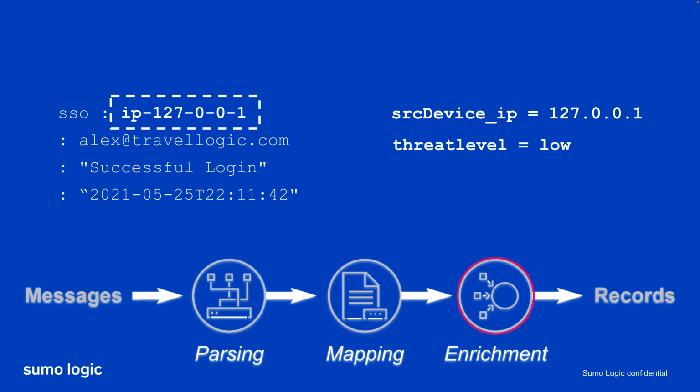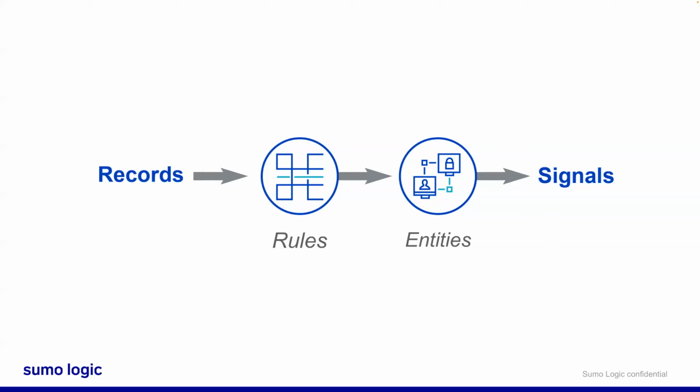Now, once all this parsing, mapping, and enrichment is completed, then these normalized records are going to be sent down the Cloud SIEM pipeline. And when they do, they're going to be compared to rules. So what we're going to talk about next, and this is what we're really going to be focusing on today, is rules.